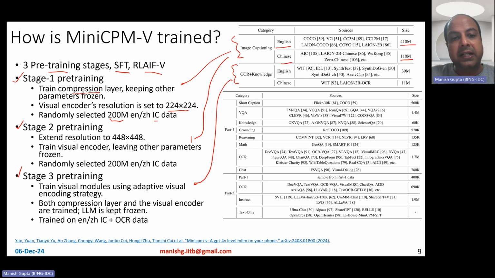Stage 2 pre-training is done by increasing the resolution from 224 cross 224 to 448 cross 448, right? And rather than training the compression layer, you train the visual encoder. You leave everything else frozen, right? And again, you train on a similar 200 million data sampled again from this large data set.